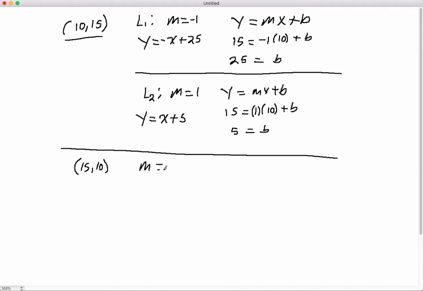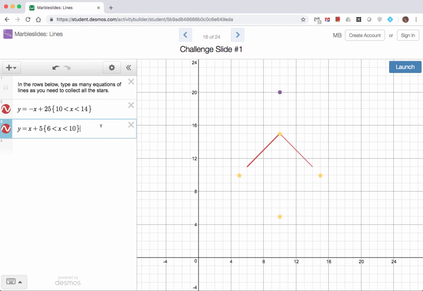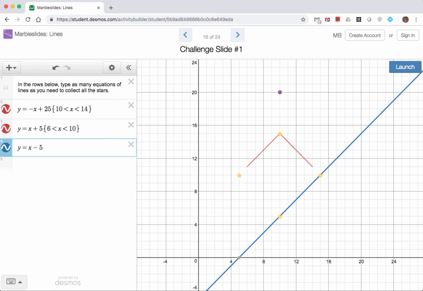And we got again that m is equal to a positive 1, okay? So using again our model y equals mx plus b, that tells me that 10 is equal to 1 times 15 plus b, which if I subtract 15 from both sides, gives me negative 5 is equal to b. Okay, so let's go ahead and try that. So if I go in and go y equals x minus 5, let's see if that works.